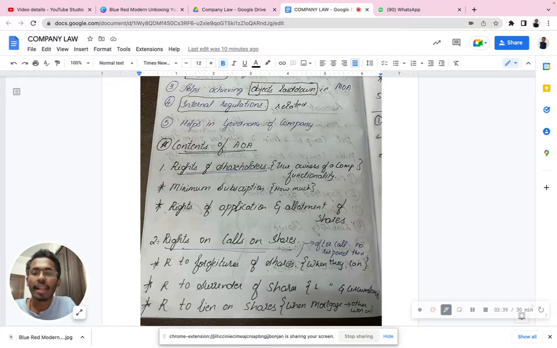The second one is about rights on calls on shares. There is something called first calling, second calling, third calling, and so on, right? When these shares happen, similarly, all the calls of the shares will also be mentioned in this articles of association. Along with that, the right to forfeiture of the shares, when they can forfeit shares.